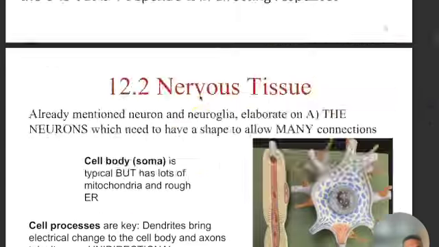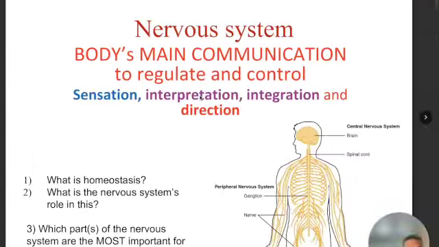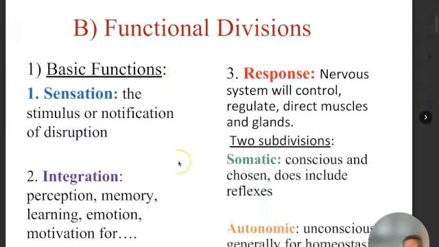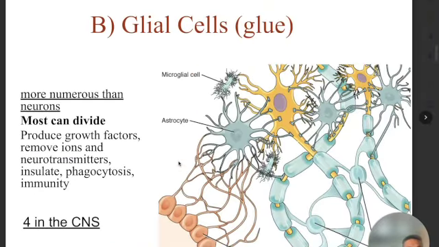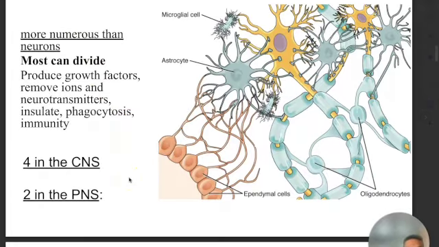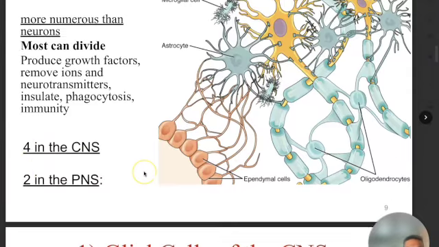So glial cells. Remember I talked about there are two types of cells in the nervous system. One of them is the neuron, and the other one is the glial cell. The glial cell holds everything together, is structural, and provides a framework. There are four types in the central nervous system and two types in the peripheral nervous system.